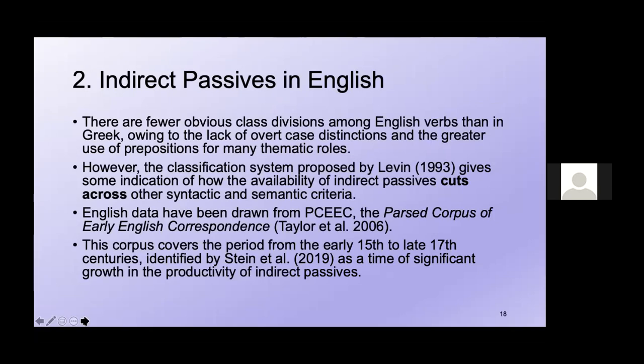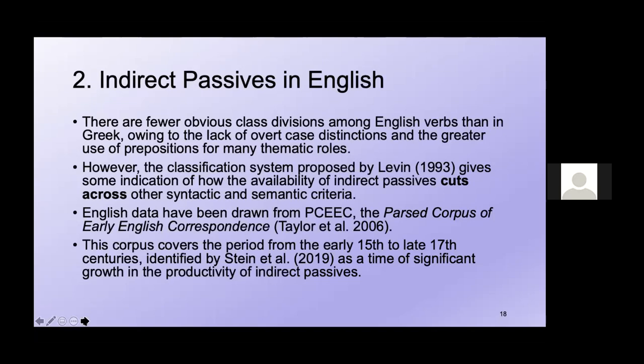So earlier we were looking at the classification system we've used for Greek verbs, but there are fewer obvious class divisions among English verbs than in Greek because of the lack of open case distinction and the greater use of prepositions for many thematic roles. For example, in English, instruments are always expressed by with or through or a similar preposition rather than with a bare dative. However, we've used the classification system proposed by Levin to give some indication of how the availability of indirect passives cuts across other syntactic and semantic criteria.